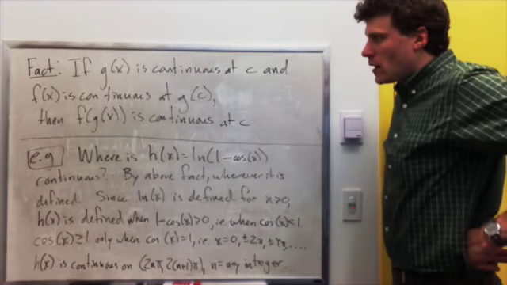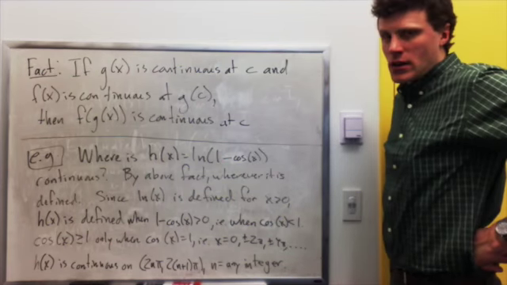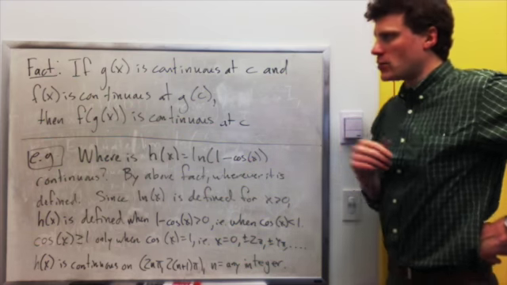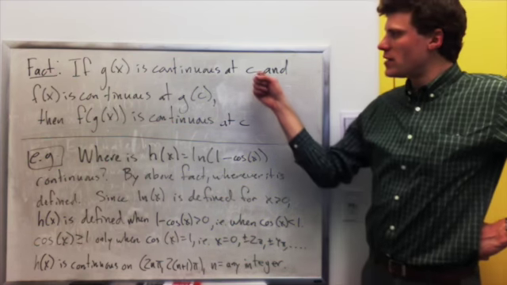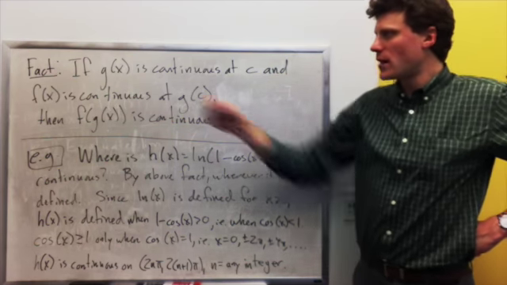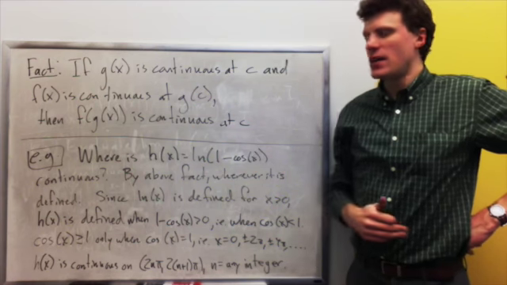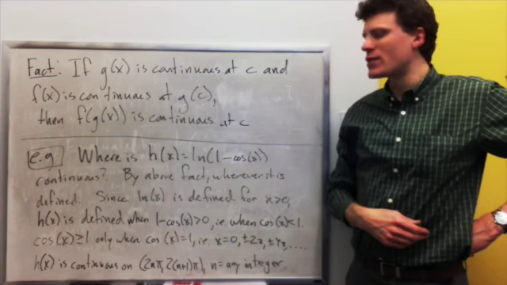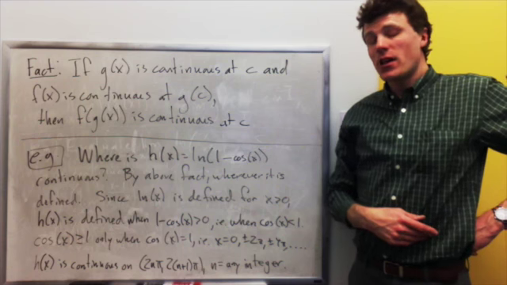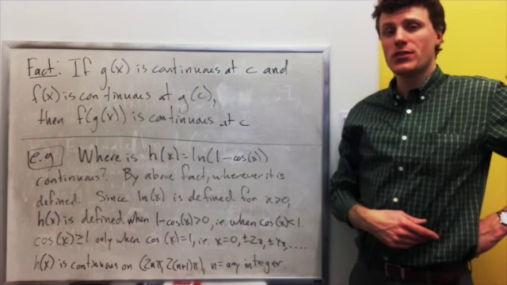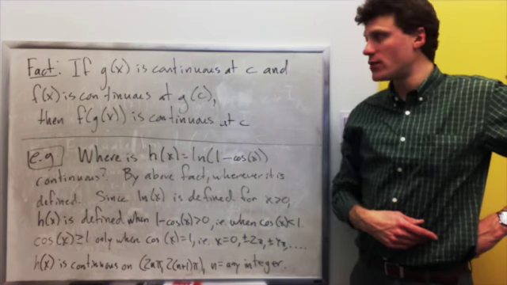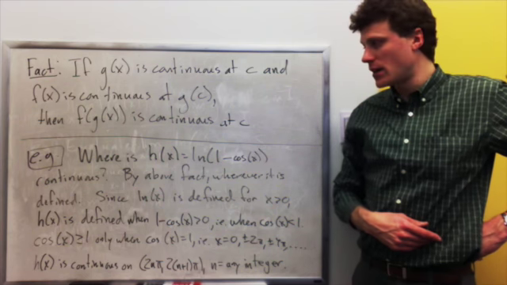Great. Now, a corollary of the previous fact is the following. If g of x is continuous at c and f of x is continuous at g of c, then f of g of x is continuous at c. The upshot here is that the composition of two continuous functions is continuous wherever it's defined.